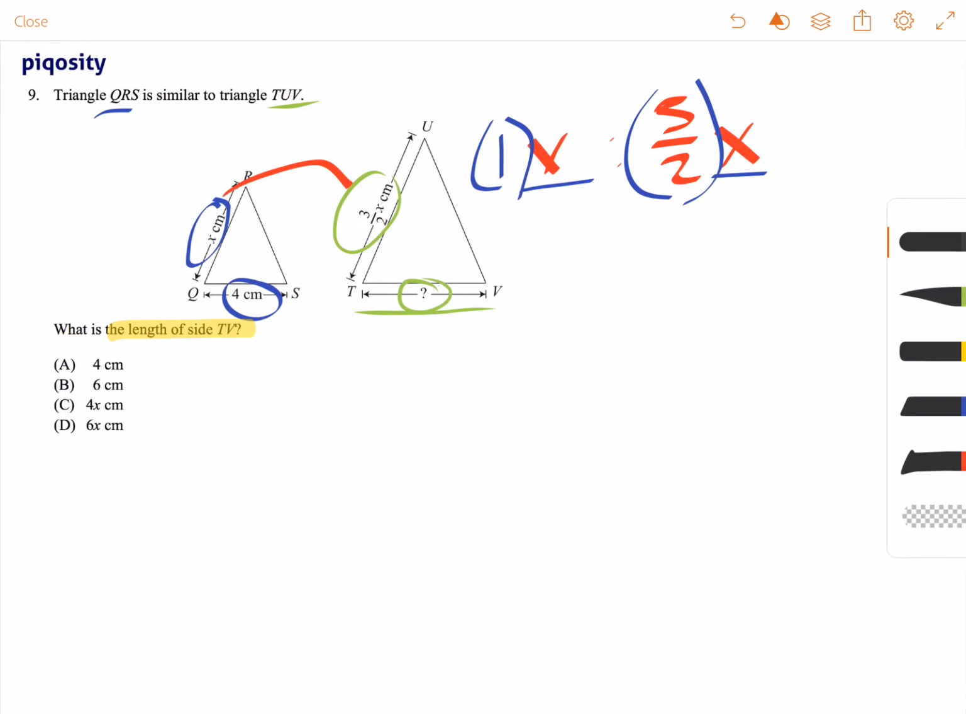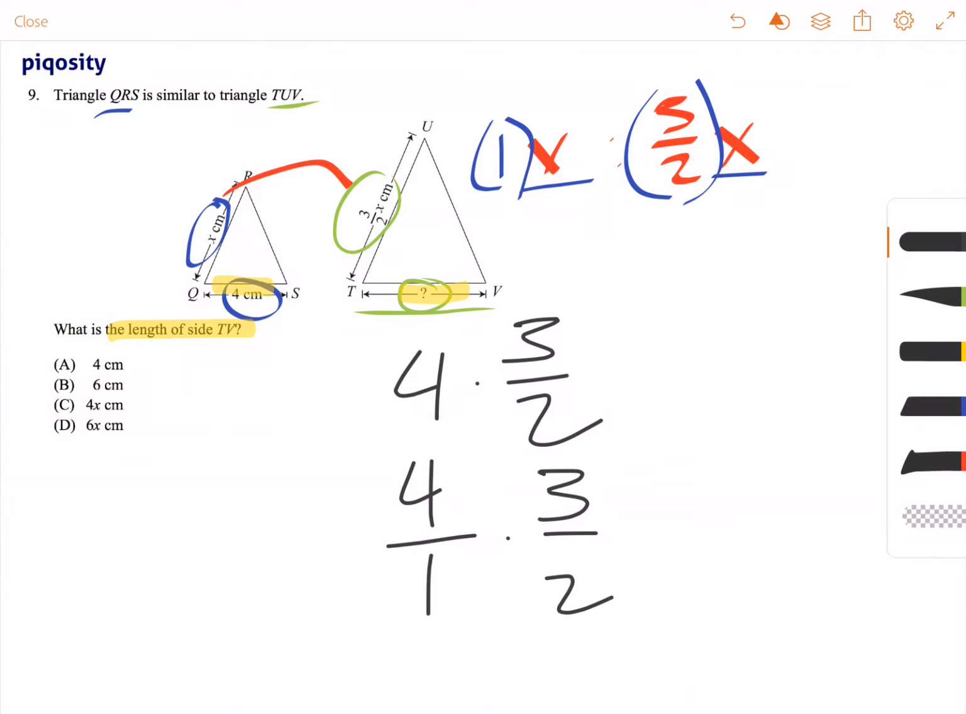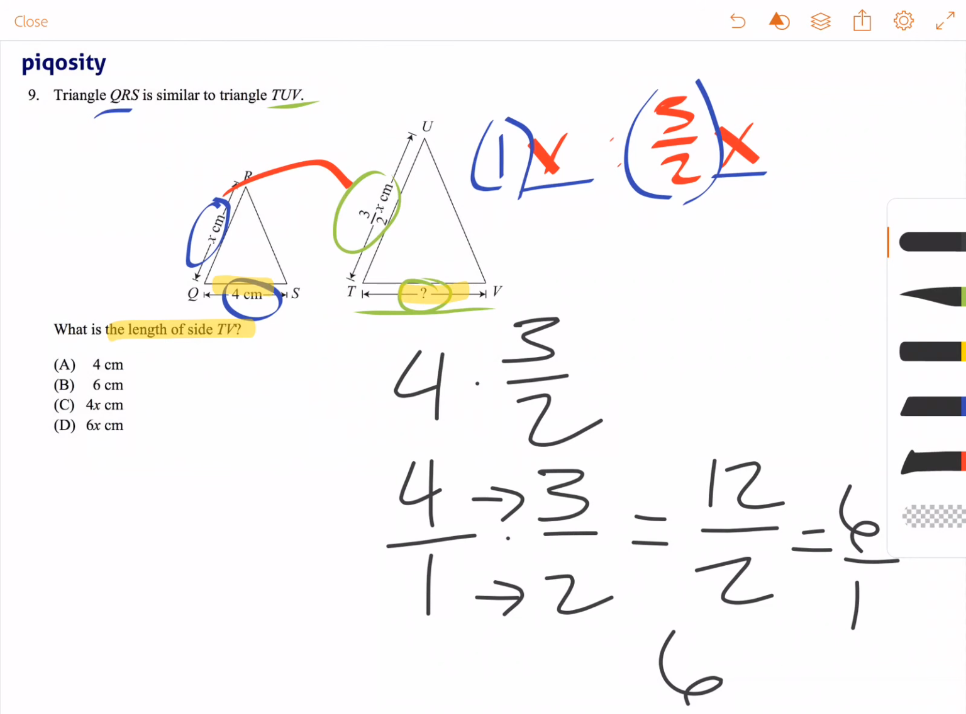So that means for this 4 over here and this question mark, we are going to be multiplying the 4 by 3 halves. So you can write this out as 4 over 1 times 3 over 2, multiply across for fractions, and you get 12 over 2, or 6 over 1, or just simply 6. And our answer then is B.